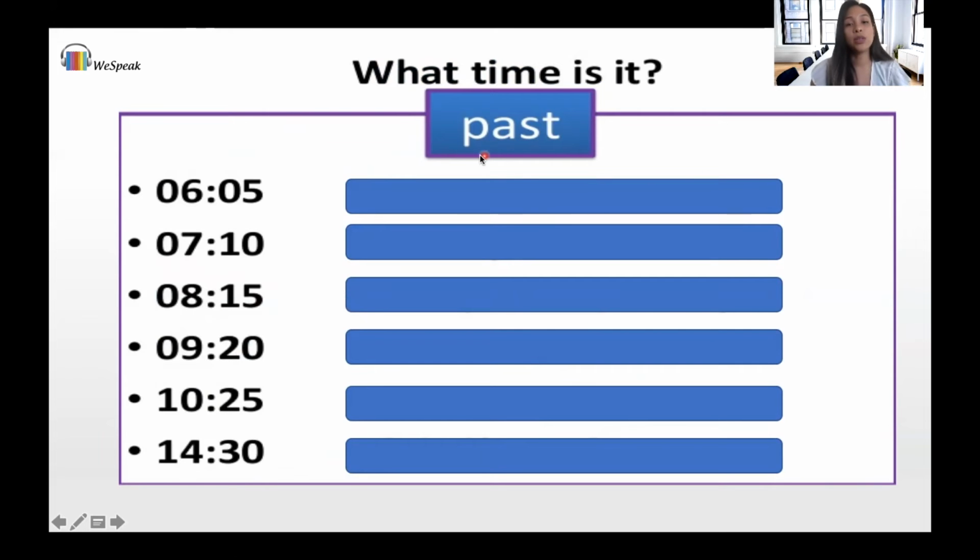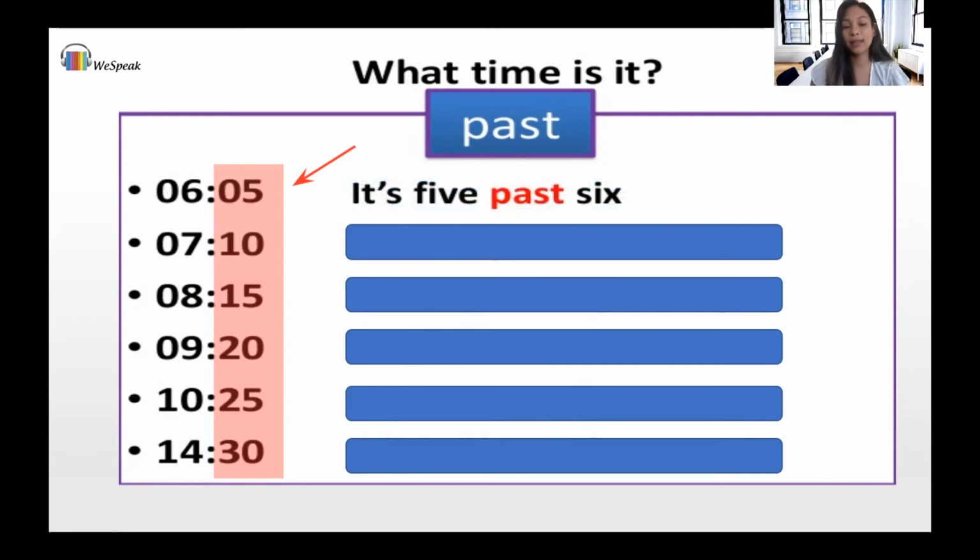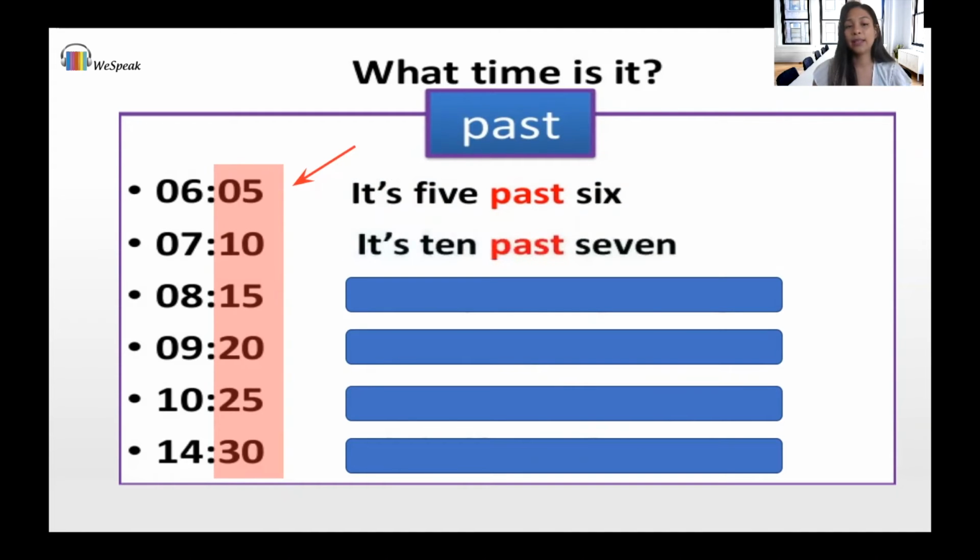All right, let's practice using past. What time is it? If we're going to use past, first we need to focus on the minutes, okay? So this is what we're going to say first, the minutes. It's 5 past 6. It's 10 past 7.